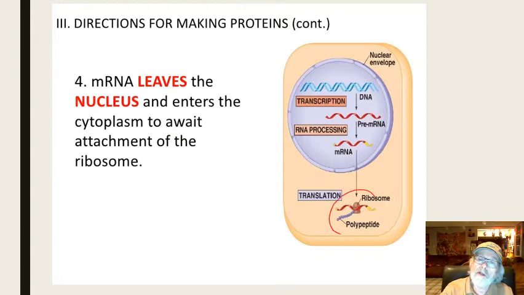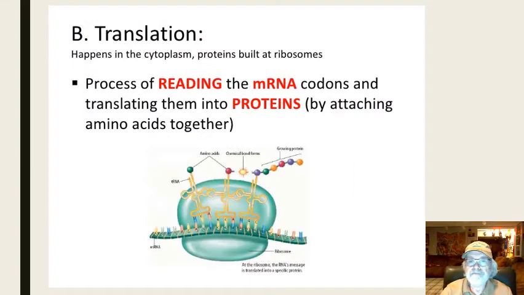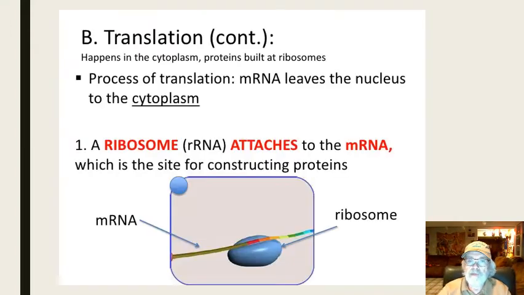So now it's going to go to the area of the ribosome with the code from DNA. What happens in the cytoplasm at the ribosome is they're going to start to read the codons on messenger RNA and translate them into protein by bringing in the right amino acid in the right order, in the right sequence to be able to make a long string. So the process of translation occurs at the ribosome. Ribosomal RNA attaches to the messenger RNA, which is the site for constructing proteins.